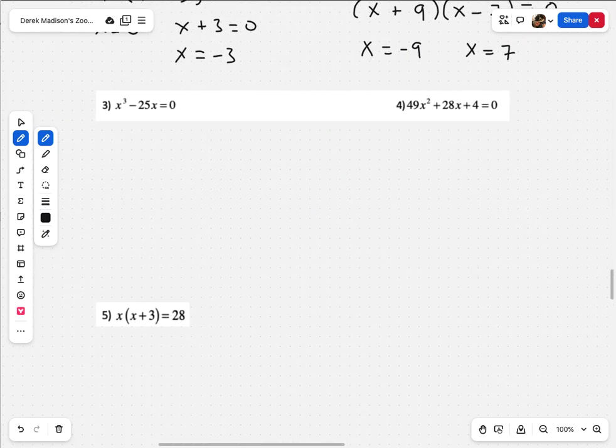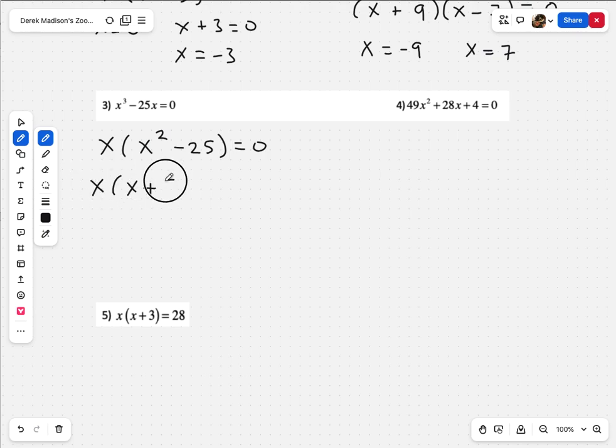This next one does have a common factor. There's a common x in both of those. So get that pulled out of there first. And then what's left in the parentheses is our difference of squares. It's an a squared minus b squared. So remember that those factor to a plus b and a minus b, or x plus 5, x minus 5 in this case.